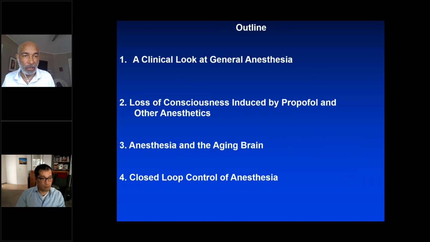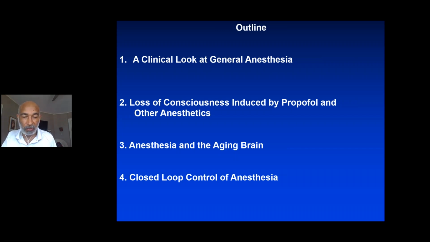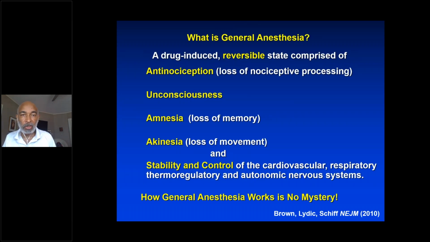So this is the outline I'm going to follow. I'm going to give you a clinical look at what general anesthesia is. We'll talk specifically about loss of consciousness due to propofol and other anesthetics. I'll talk about anesthesia in the aging brain, then I want to show you some things about closed-loop control of anesthesia. So let me start with the definition.